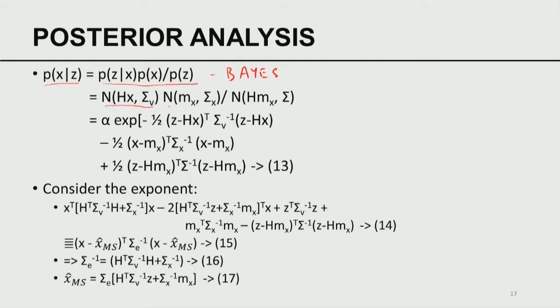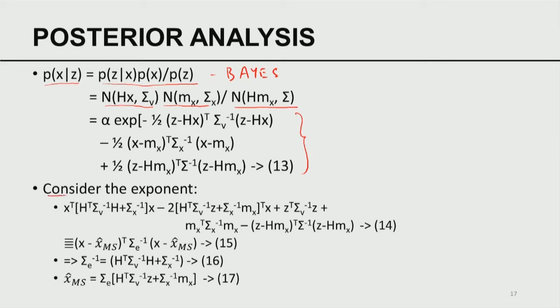Remember that this is exactly what we did in the scalar case as well. It is the ratio of the numerator, the product of two normal distributions, and the denominator, another normal distribution. So, a ratio of normal distributions. This can again be expressed as a constant times this complicated expression. Even though it looks complicated, arithmetically it is easy to simplify this.